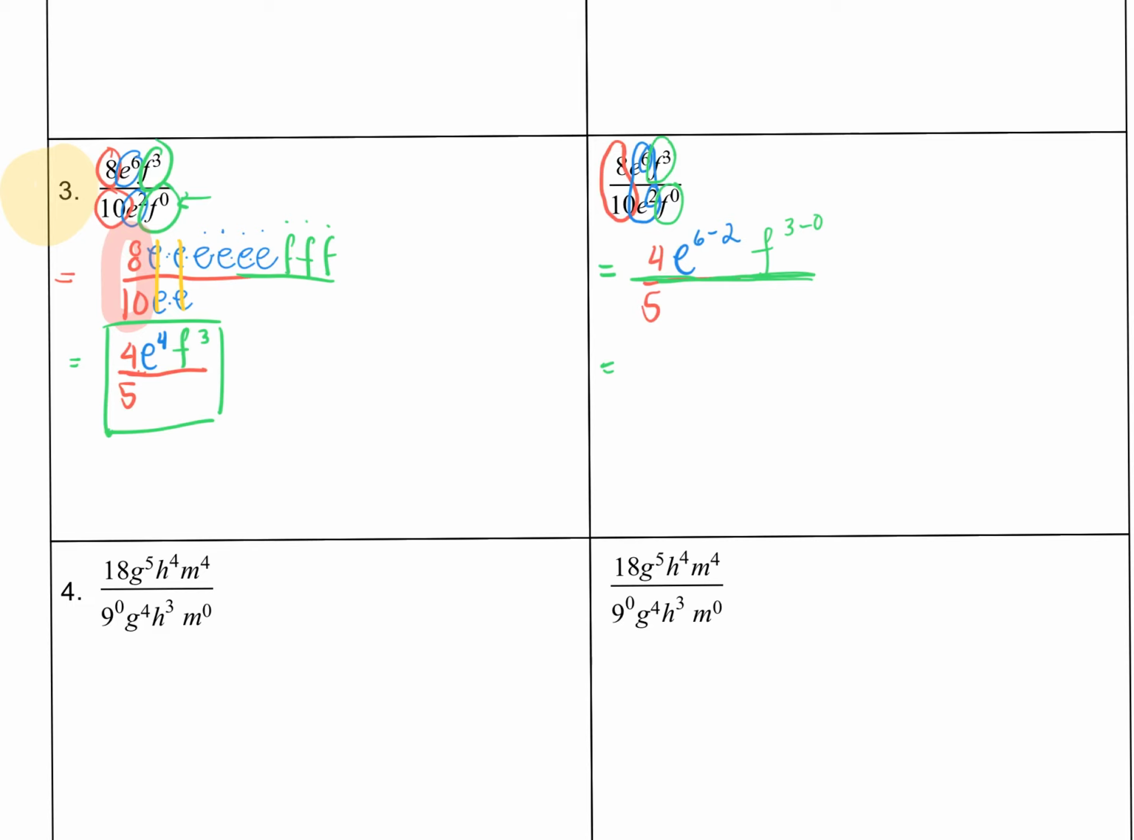So we're almost there. I'm just going to rewrite my answer. So on the top, I'm going to have e to the 4th and f to the 3rd power, and all I have left on the bottom is 5. So again, we have the exact same answer on the left and the right side.